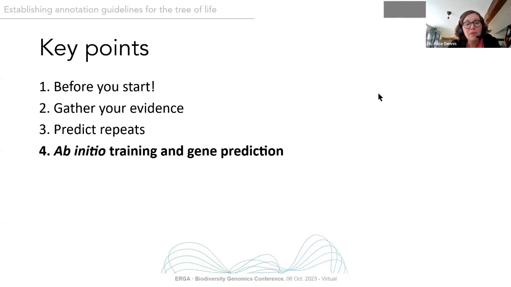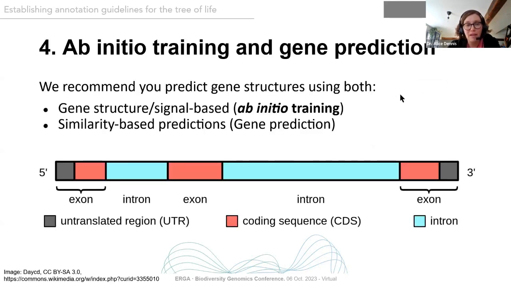And then the most important step, of course, is ab initio training and gene prediction. So you can click. And this is really where you find your genes within the genome. This also includes upstream and downstream regulatory elements and the intron-exon structure. We recommend several different pipelines to combine for this.